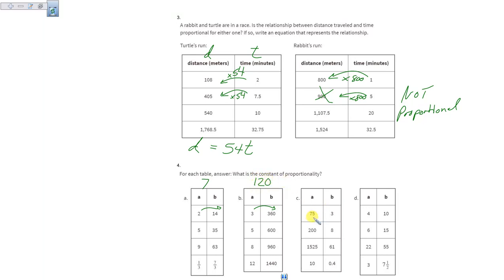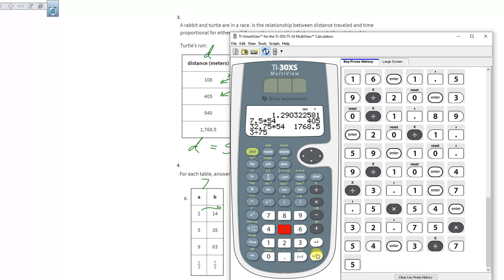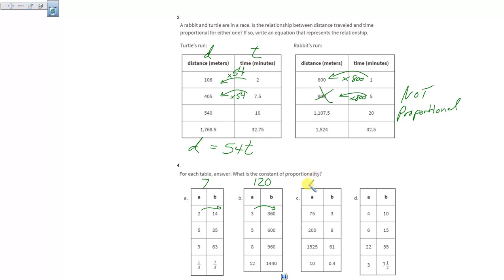This one right here is getting smaller. So we're going to have to divide the smaller number by the bigger one. So that would look like this in the calculator, 3 divided by 75, if you want the decimal version of it, which would be 4 hundredths, or multiplied by 0.04.